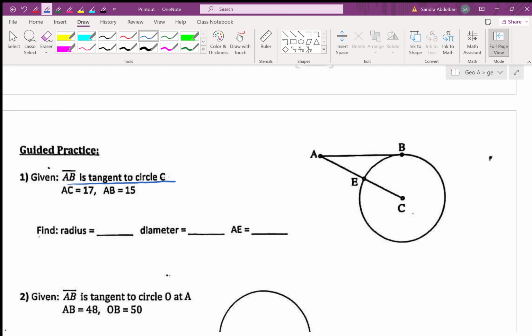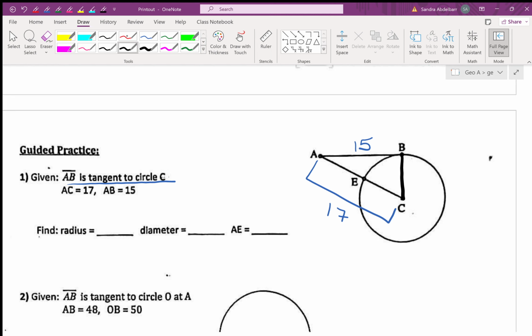Okay, so they're saying AB is tangent to circle C. Then we're told that AC is 17 and AB is 15. We want to first find the radius. Do we all agree that CE is a radius? But I have no way of finding what CE is. So I'm going to draw another radius that could potentially help us. Does anybody know where I would draw a radius and why that would help us? Finn? CB, because it'd be perpendicular. Good. I would draw CB because AB is tangent and CB is a radius.